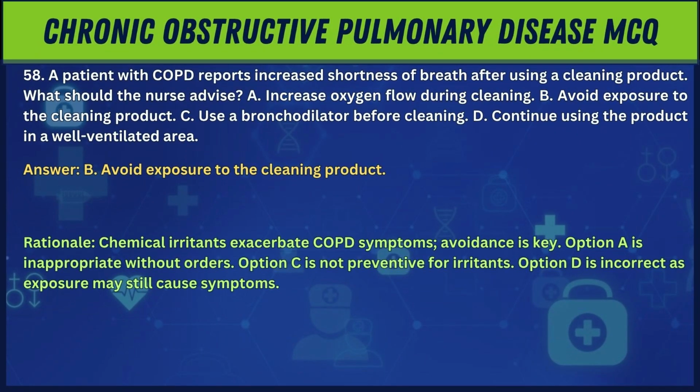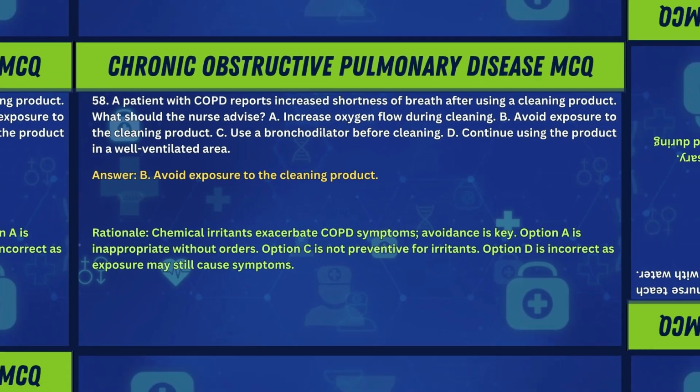58. A patient with COPD reports increased shortness of breath after using a cleaning product. What should the nurse advise? A. Increase oxygen flow during cleaning. B. Avoid exposure to the cleaning product. C. Use a bronchodilator before cleaning. D. Continue using the product in a well-ventilated area. Answer: B. Avoid exposure to the cleaning product. Rationale: chemical irritants exacerbate COPD symptoms. Avoidance is key. Option A is inappropriate without orders. Option C is not preventive for irritants. Option D is incorrect, as exposure may still cause symptoms.